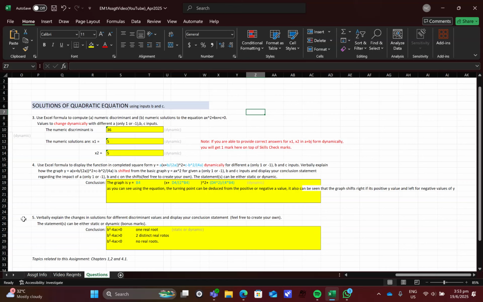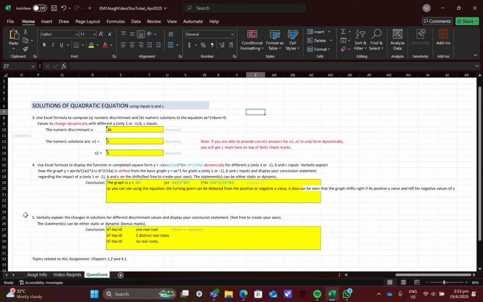And for part 5, explain verbally the different discriminant values and how they would affect each other. As you can see, b squared minus 4ac equals 0 means there's only one real root. What that means is, if the graph is positive, let's take an example, y equals a basic x squared. The curve would be positive, meaning you get a smiley face, and the turning point is the only point that would have contact with the x-axis, or basically one real root.